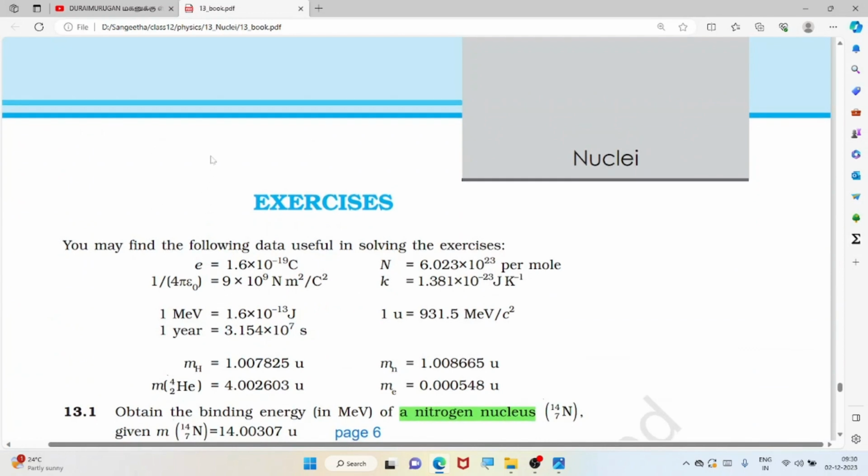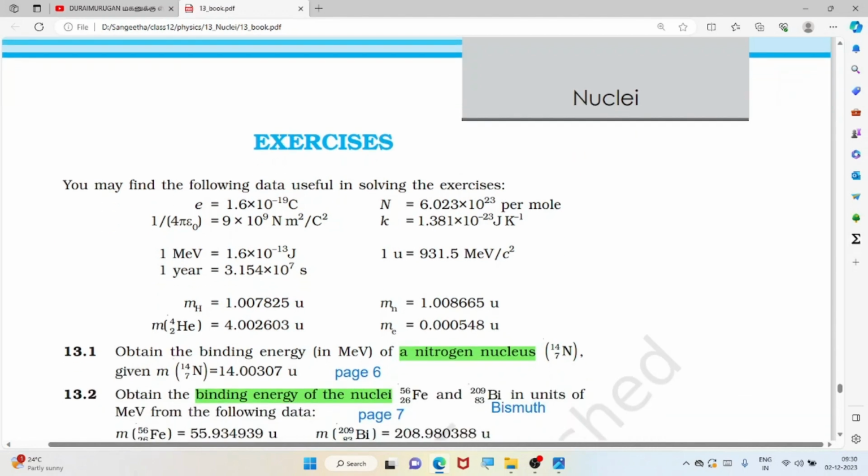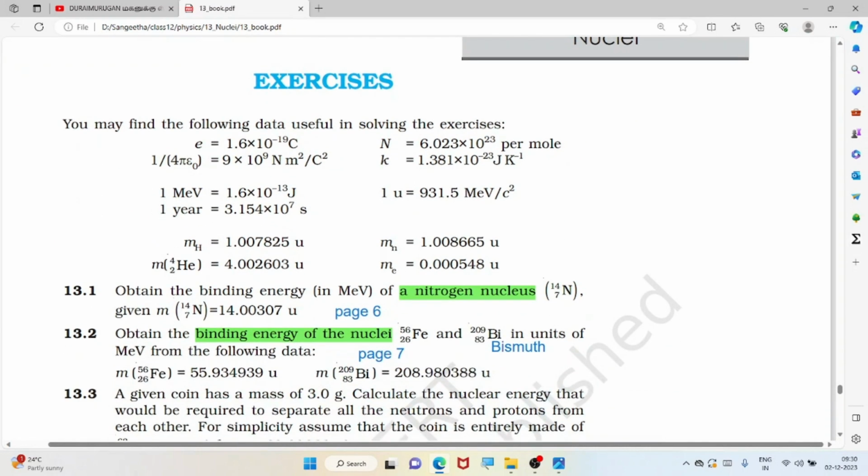Okay, we will go through the exercise problems. These are some data we can use in the exercise. So this is 1 unit of atomic mass in how many mega electron volts. 1 mega electron volt is how much in joules. Mass of the neutron, proton, charge of the electron.